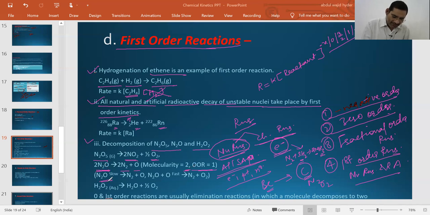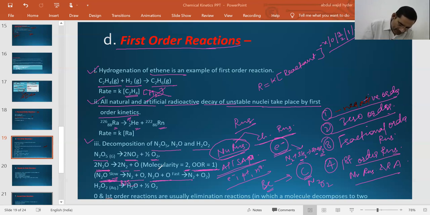But here, see, it takes place in two steps. This is the first step and this is the second step. In the first step, that is the slow step, the number of reactant molecules is 1, so order of reaction will be 1. So you'll get N2 plus O. Then N2O plus O, this is the fast step and you will get N2 and O2. Here reactant molecules are 2, but here it is 1. And that is the slow step, so that is the rate determining step. So that is why order of reaction will be 1.